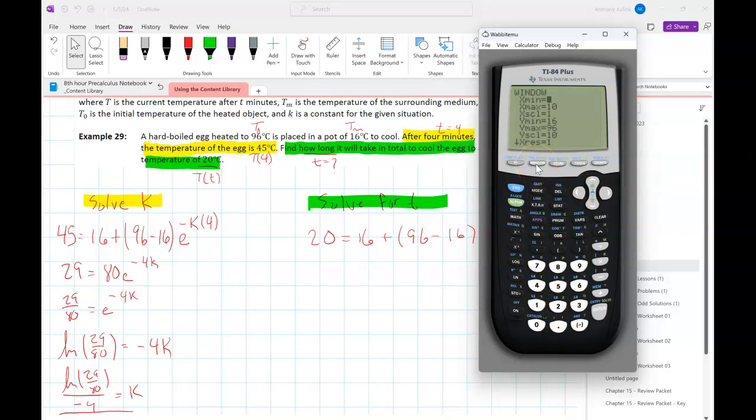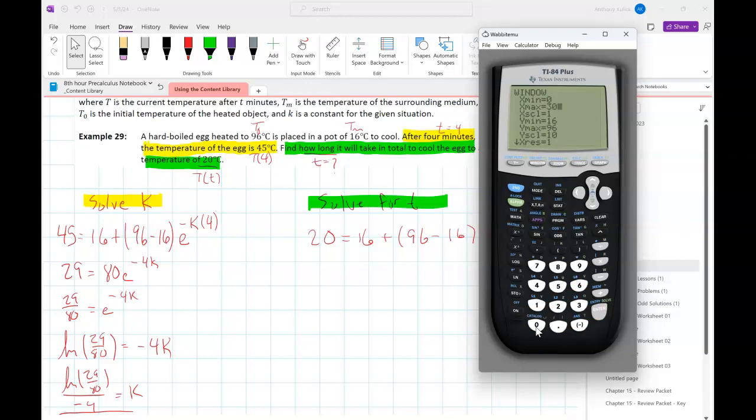Now I'm going to change my window because now x is representing time, right? I don't know, obviously 0 is the minimum for time. I know time can never be negative. The max I know has to be at least 4 because it took 4 minutes to get to 45 degrees and that's still well hotter than 20. But I don't know how long that's going to be. Maybe 20, 30 minutes is a decent upper bound guess. I always go for bigger than I think I need, so I'm going to put a 30 there.